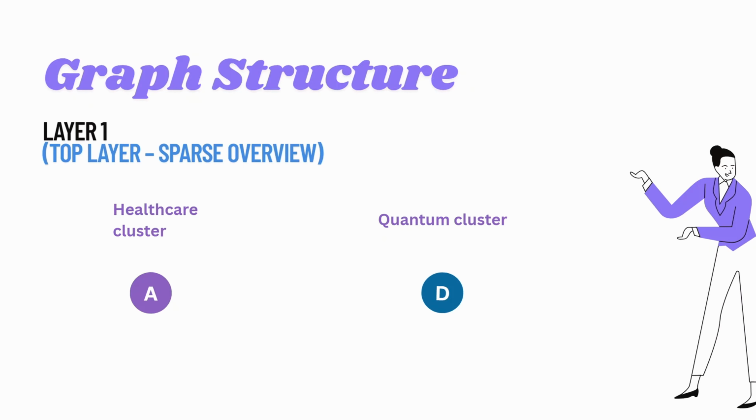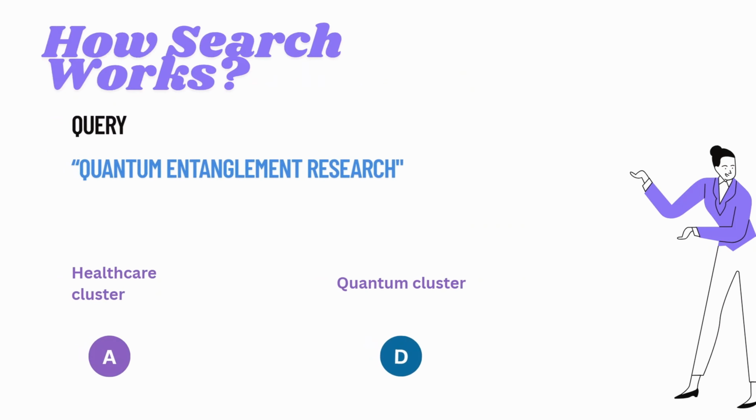Now, let's move on to how search happens step by step. Let's assume the user inputs a query called quantum entanglement research. As a first step, we convert the query into a vector embedding. Then, the search starts at layer 1, comparing similarity with A and D.